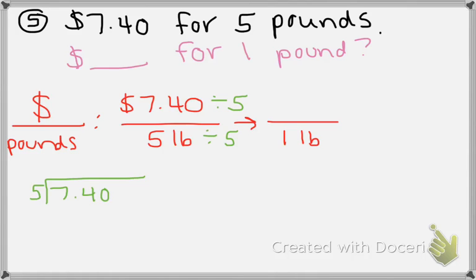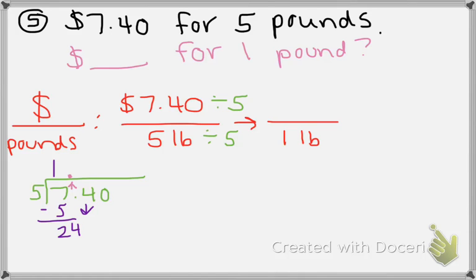Now, when we have a decimal on the inside, we automatically bring that up in our answer. Can't forget that. There we go. All right, here we go. So 5 goes into 7 once. 1 times 5 is 5. 7 minus 5 is 2. Bring down the next number, which is a 4.